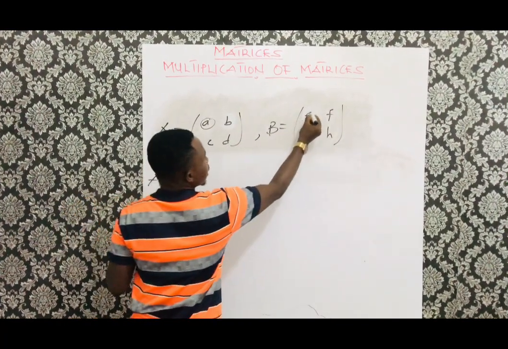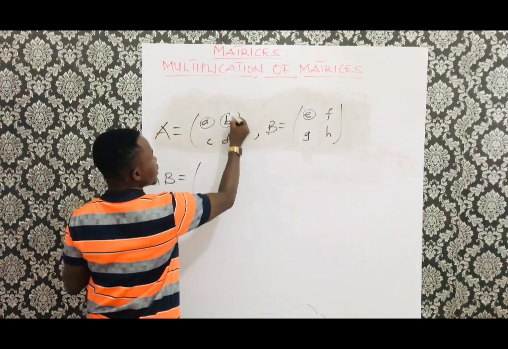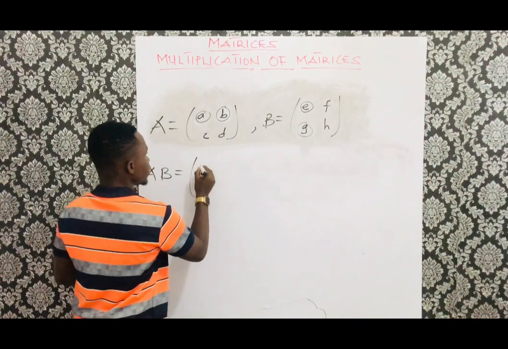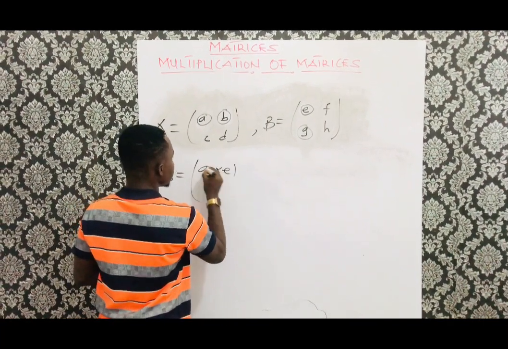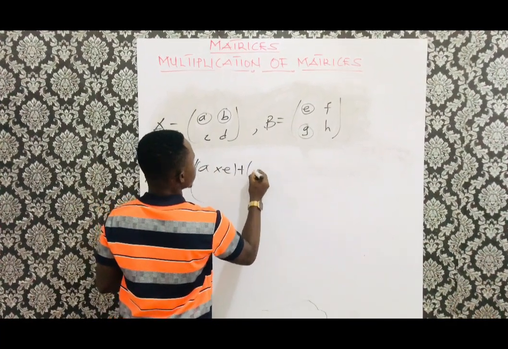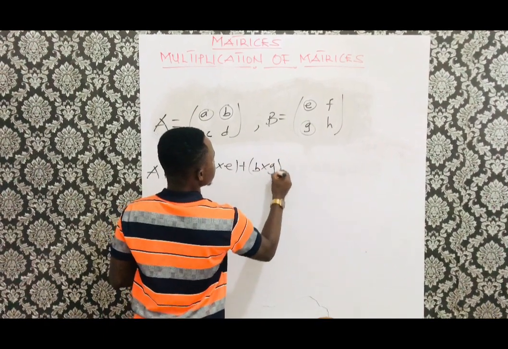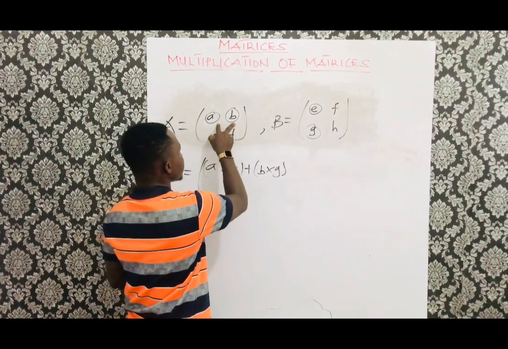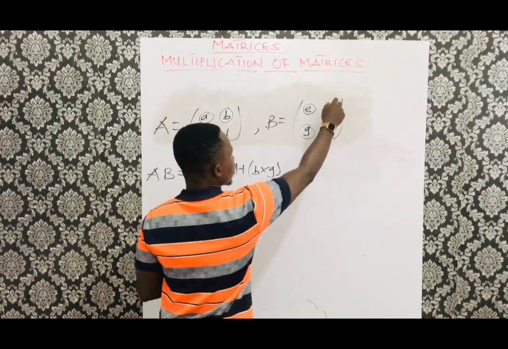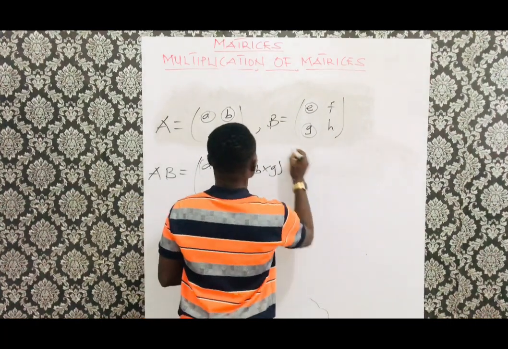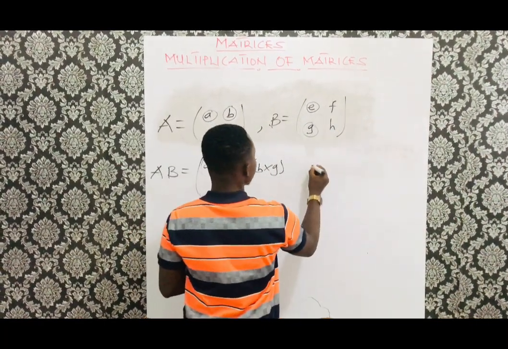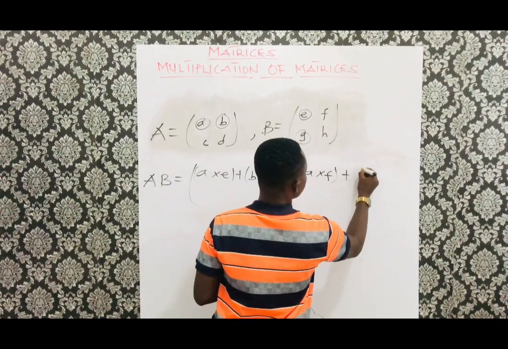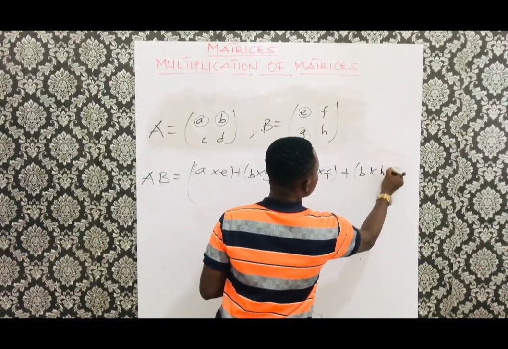So to find the product of A and B, A will multiply E and B will multiply G. Then we add their products together, which will be A times E plus B times G. Then this same A and B will multiply the second column of the second matrix, which will be A times F plus B times H.